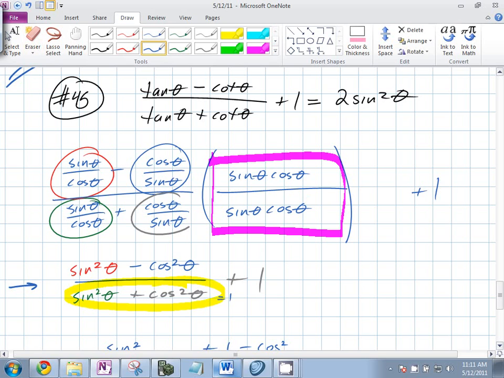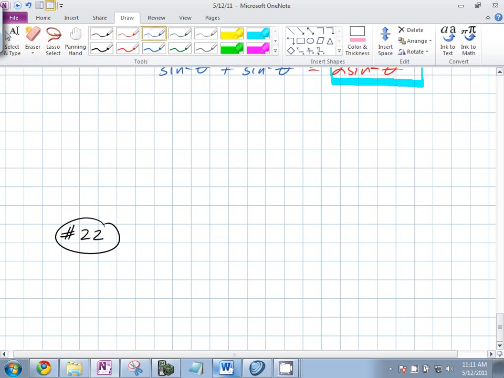You should recognize that automatically because you've seen situations like this. 1/3 plus 1/2 over 1/6 plus 1/2. Instead of getting a common denominator, what should you multiply both the top and the bottom by?